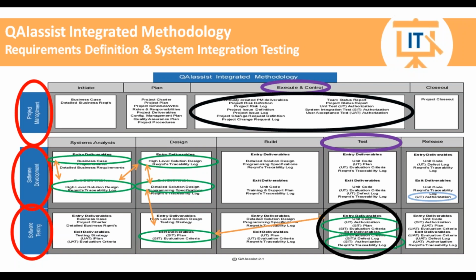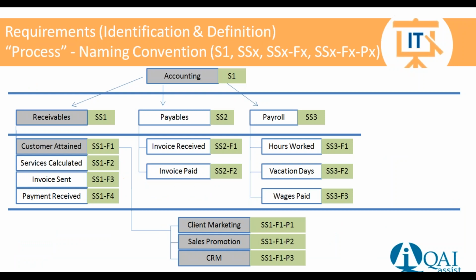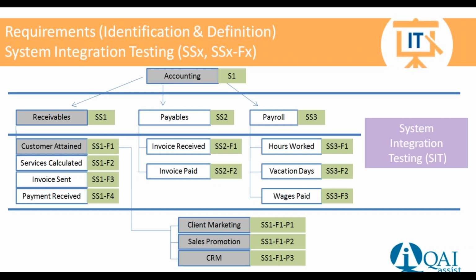Essentially, it's the same as the unit testing, except the criteria is defined because the requirement is at a higher level. So essentially, what we're doing is talking about the subsystems and the functions when we're doing integration testing, and we're going to be using the integration test plans, the evaluation criteria, the defect log, and eventually, when it's all completed and there are no defects in the integration test log, we are going to authorize it.